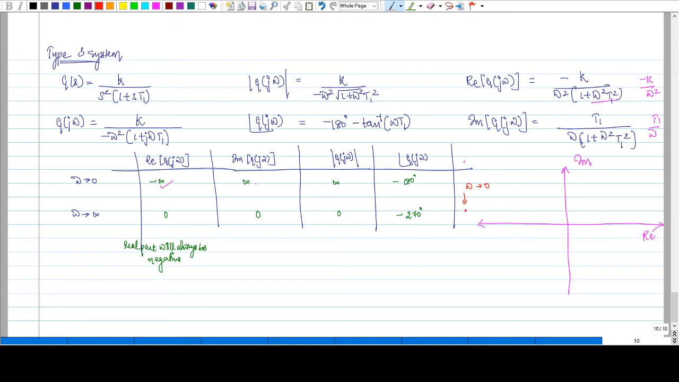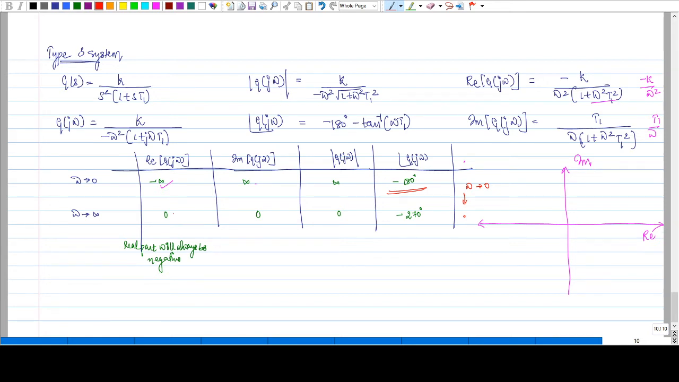This point is so near to the imaginary axis, and also from the angle we can say it is minus 180 degrees. So this point will approximately make 180 degrees with the line, so it is much nearer to the real axis. It is somewhere here. It will approximately make minus 180 degrees with the positive real axis.